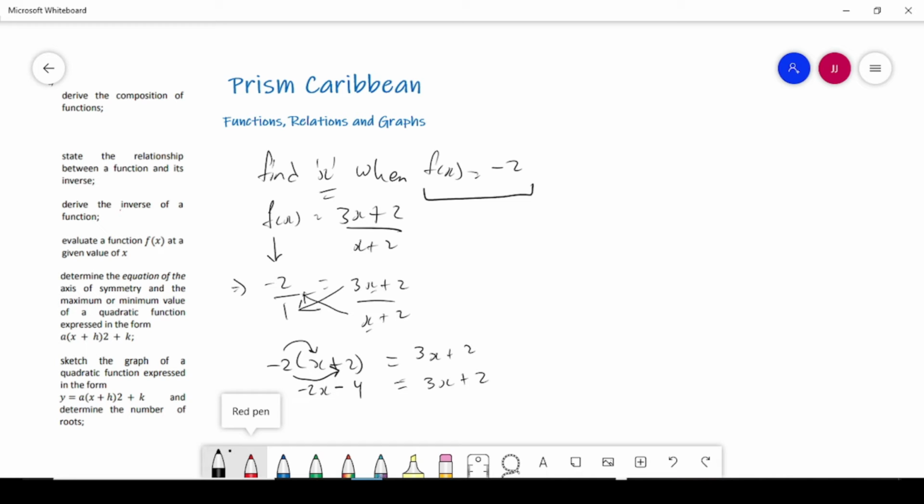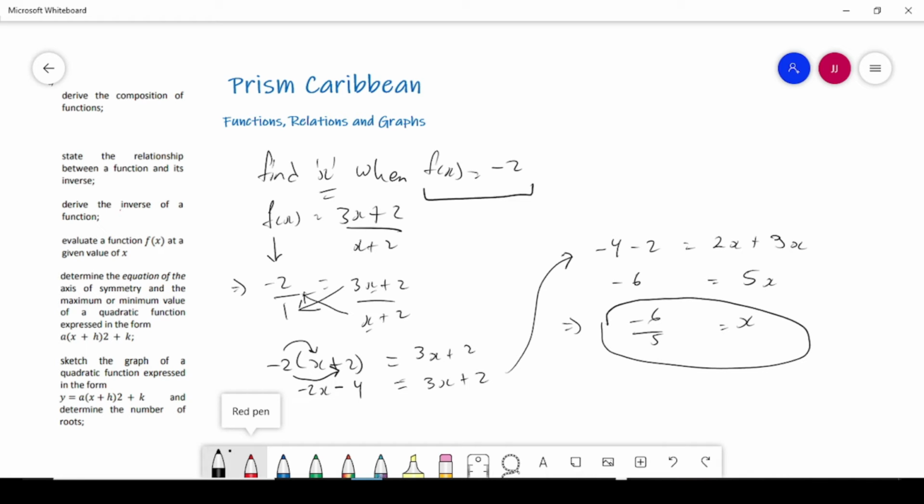So the best option is to put all the x on one side and all the other variables, which in this case are just the constant numbers, on the other side. So we're going to put the numbers on the left hand side and the x's on the right. So you'll have the minus 4 minus 2 is equal to 2x plus 3x. So this will be minus 6 is equal to 5x, which would imply minus 6 over 5 is equal to x.